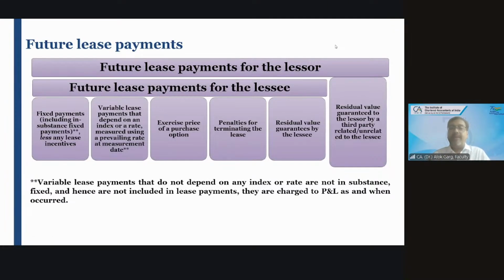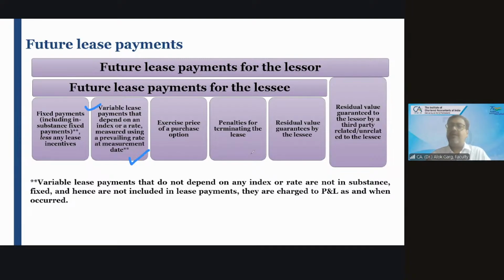Plus variable payments that depend on an index or a rate, measured using a prevailing rate at the measurement date. Sir, what is meant by variable payment? Variable payment means the payment which varies according to future events. Variable payment means those payments which depend upon happening or non-happening of some events.